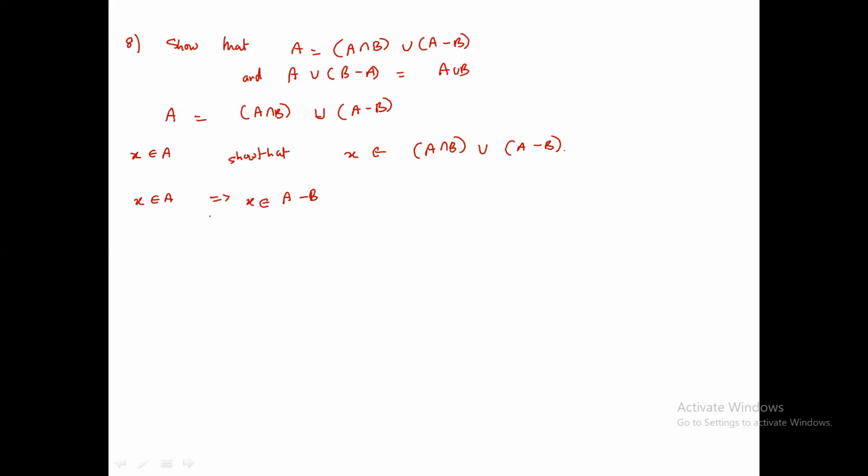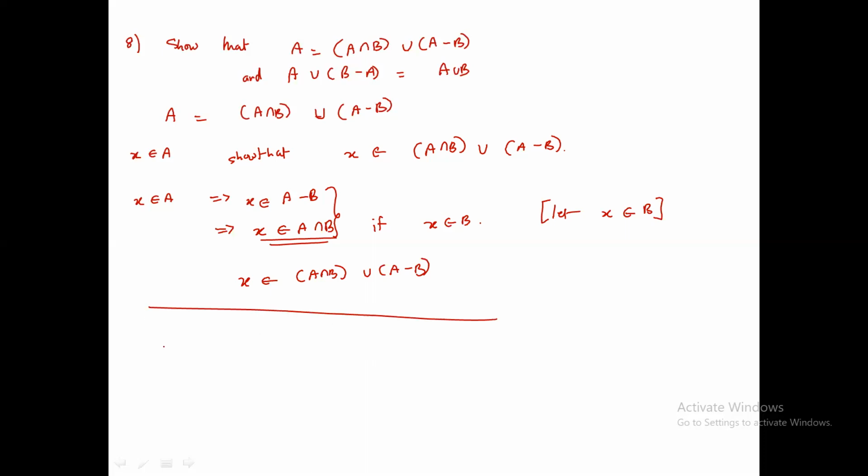Similarly, if X belongs to A, we can say X belongs to A intersection B if X belongs to B. So, we are taking X belongs to B. In such case, X belongs to A intersection B. So from these two, we can say X belongs to (A intersection B) union (A minus B). This is how we have proved.